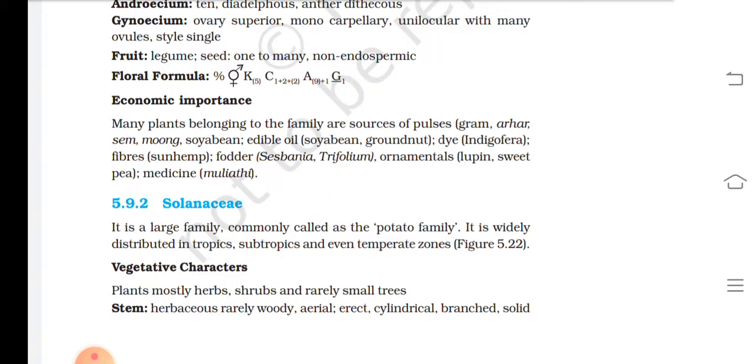Economic importance: many plants belonging to the family are sources of pulses, that is gram, arhar, sem, moong, soybean, edible oil, soybean, groundnut, dye, indigofera, fiber, sunhemp, fodder, sesbania, trifolium, ornamental, lupin, sweet pea, medicine, mulethi.